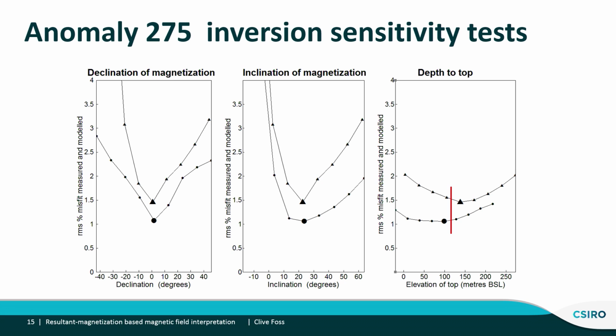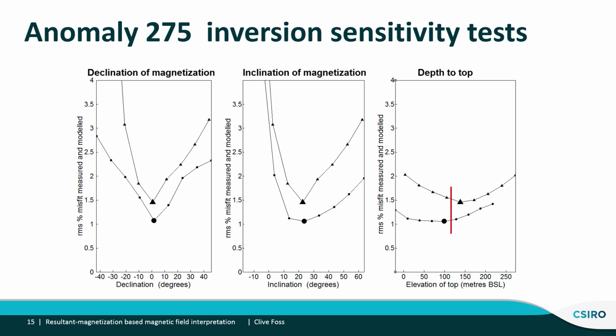When we come to depth, again, I've done the same thing. I've offset, in this case, the depth to be deeper and shallower. You can see that the sensitivity of the model, in terms of increasing data misfit, is much less for depth than it is for direction. If we try to equate it, a 15-degree difference in magnetization direction equates to about a 30 to 40% variation in depth to that source. This is for this particular anomaly.